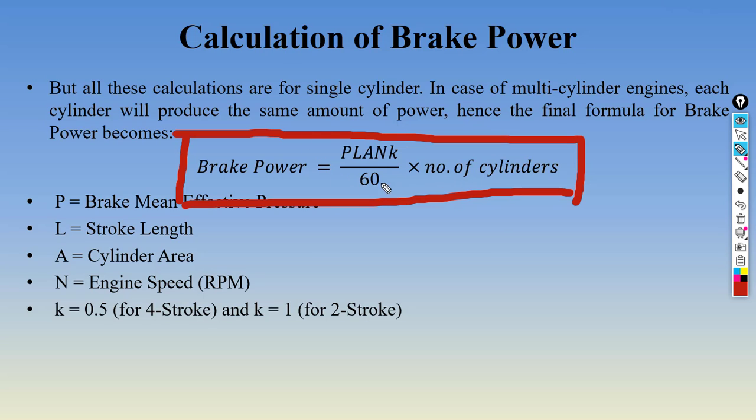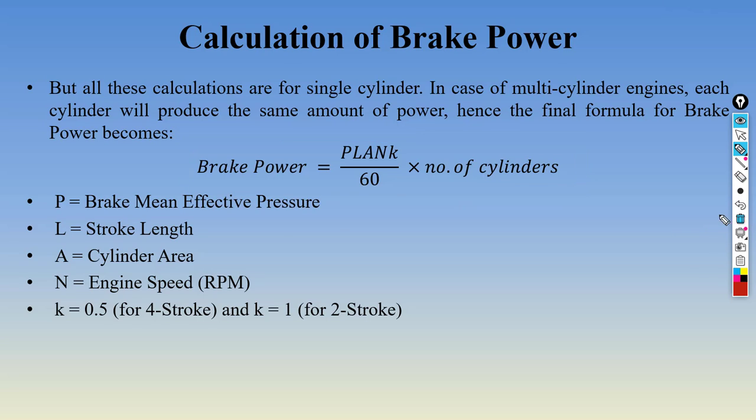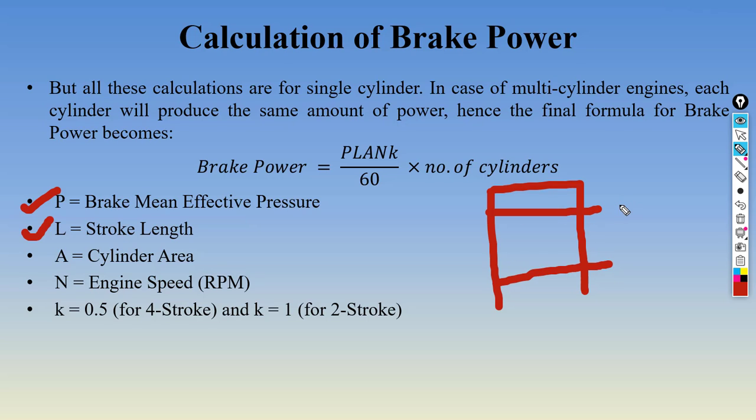P L A N upon 60 into number of cylinders. What does each term mean? P means brake mean effective pressure. L means your stroke length. This is your piston, this is your top dead center, this is your bottom dead center. This is your stroke length.